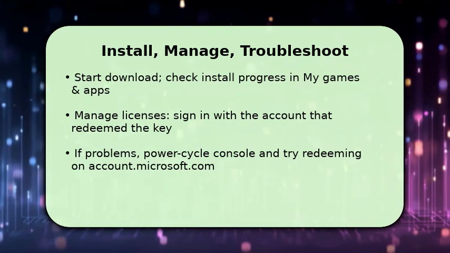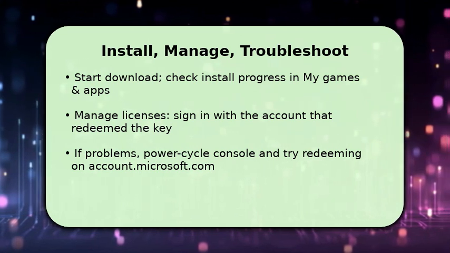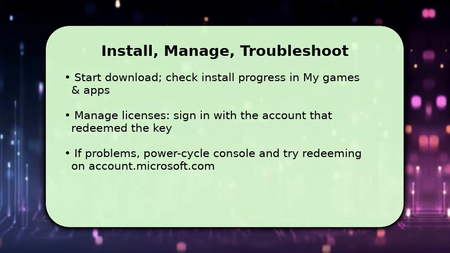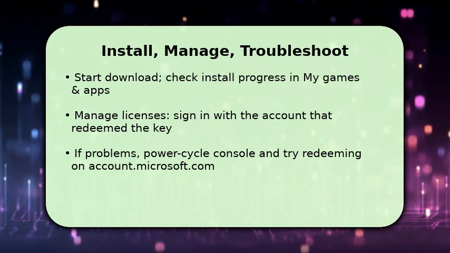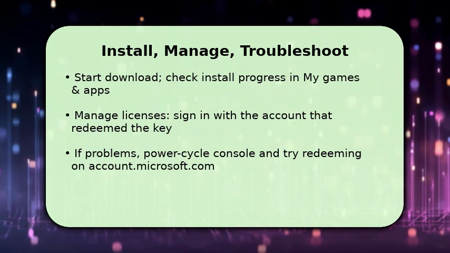Once the key is accepted, begin the download immediately from My Games and Apps and monitor progress. Make sure you sign in with the same account that redeemed the code so licenses match. If the content doesn't appear, check storage and cancel/restart the download.